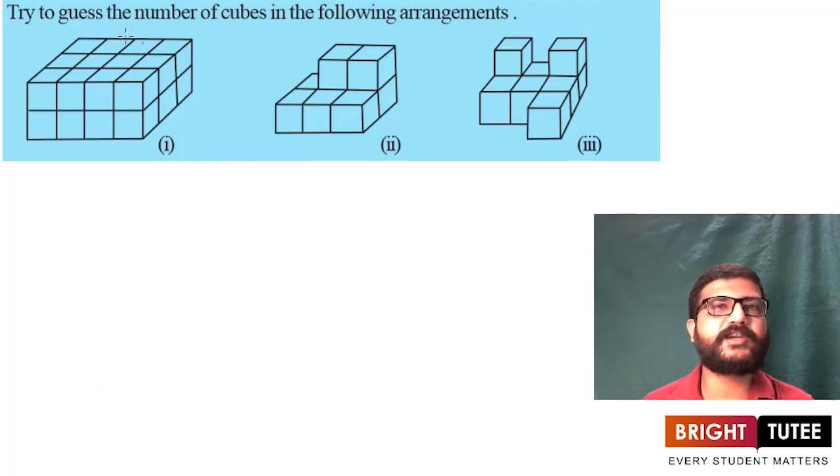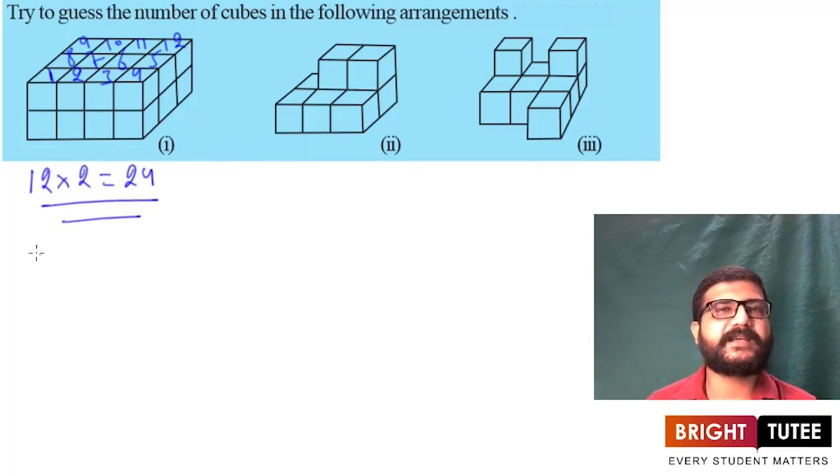So let's count how many cubes are there in the top layer. Here we are having two layers of cubes. In the top one, there are 1, 2, 3, 4, 5, 6, 7, 8, 9, 10, 11 and 12. In one layer there are 12 cubes and there are two layers, as we can see here. So in two layers there will be 12 into 2, which is 24.